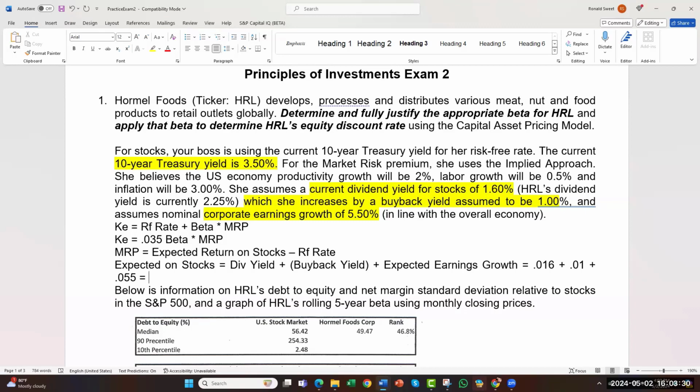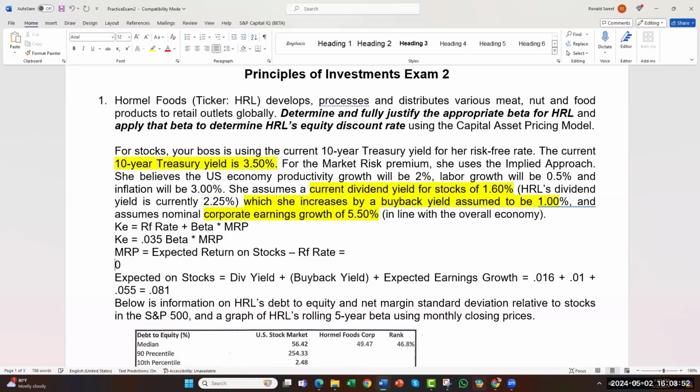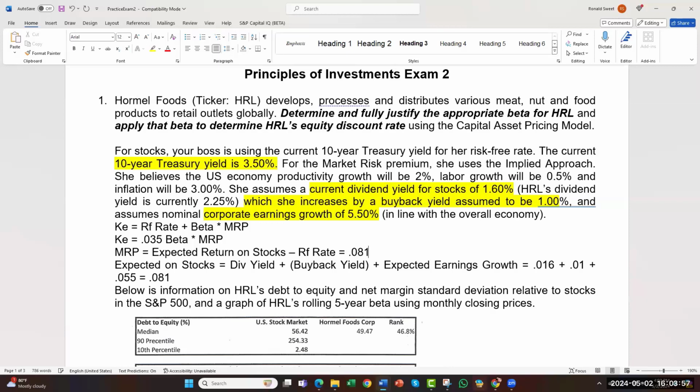When you do all of that, you should get 8.1%. So does that look like 2.6 plus 5.5, 8.1? So 8.1 is expected return on stocks. So 0.081 minus 0.035 gives you a market risk premium of 4.6%. So we can plug that in.